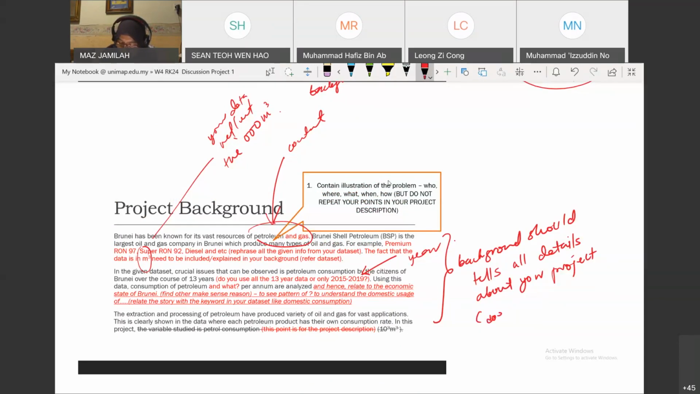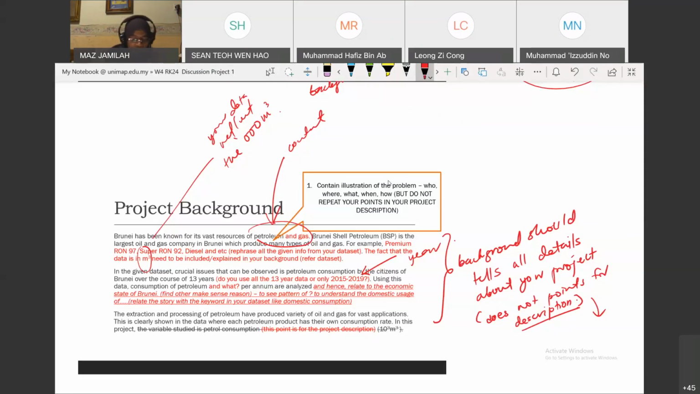it does not include points for what we call description, data description. So just to make sure it won't be redundant. So this one will be catered by your data description, but your project background just tells about the background that your audience should know all about your project.